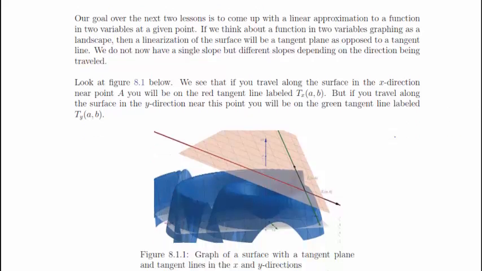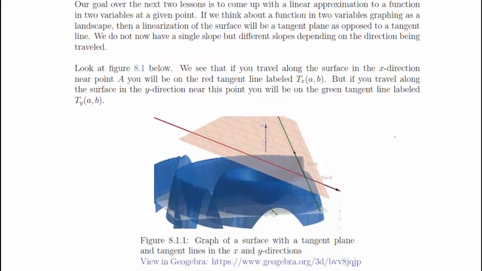Looking at figure 8.1.1 below, we see that if you travel along the surface in the x direction near point A, you will be on the red tangent line labeled t sub x of AB. But if you travel along the surface in the y direction near this point, you'll be on the green tangent line labeled t sub y of AB. So here in our picture we have the red line, our tangent line, which has a slope in the x direction, and the green line is the tangent line which has a slope going in just the y direction. So y does not have any change in the red line, and x does not have any change in the green line. Just a note, that's a typo, it should be 8.1.1.